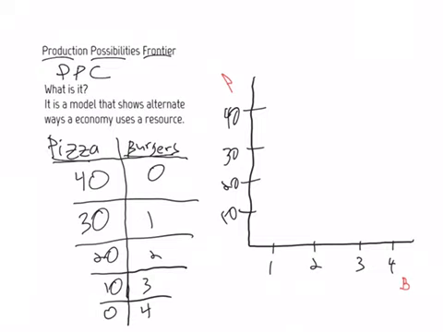And then you plot your points. So 40, 0; 30, 1; 20, 2; 10, 3; and 0, 4. And you draw your line as straight as possible.